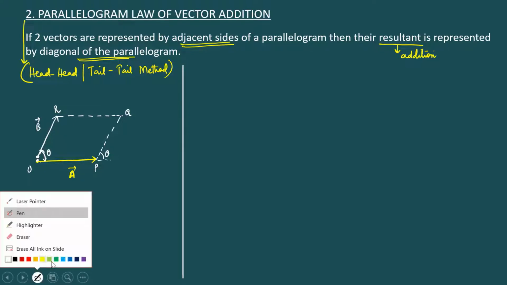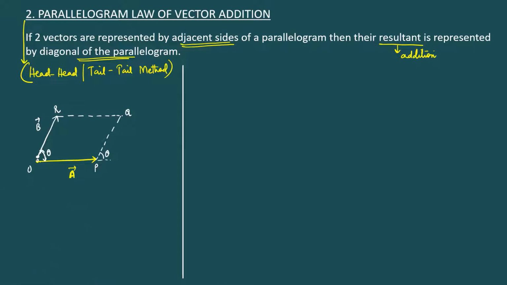The resultant is represented by the diagonal of the parallelogram. This is my resultant. And what do you mean by resultant, students? Resultant means the addition of the two vectors, A vector plus B vector. We just told the direction, isn't it? The resultant will be in this direction. I need to find the magnitude of this resultant.